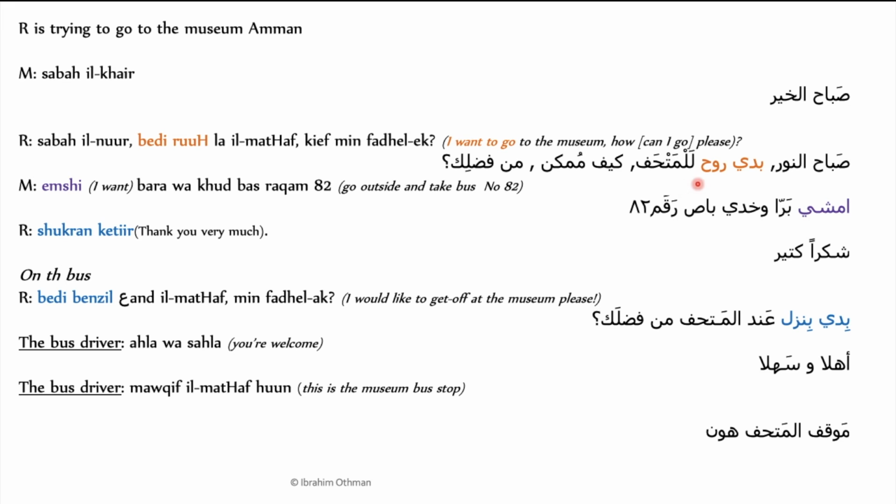The overall translation means I want to go to the museum. كيف ممكن? How is it possible? How can I go? من فضلك, please. Then he replies, or normally the reply would be, let's say, امشي برا, go outside. امشي, go or walk. برا is outside. وخذي, and take. باص is bus. رقم, number 82. So go outside and take bus 82.